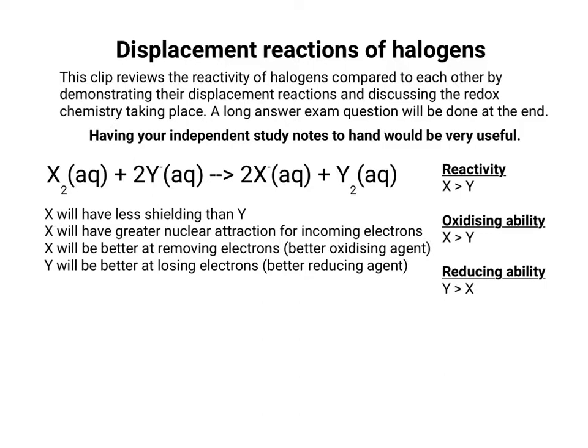On the other hand, in terms of reducing ability, Y will be better at losing electrons, so it's good at reducing other things, enabling them to gain electrons. So because Y has more shielding than X, there's less nuclear attraction in Y for the incoming electrons, so the outer shell electrons that it would lose are going to be lost more easily.